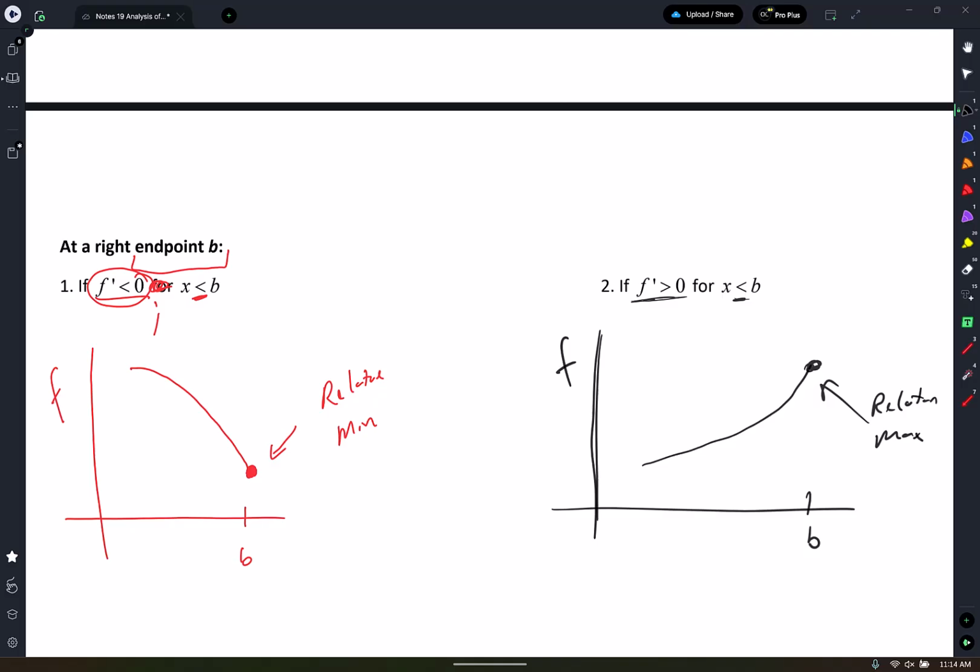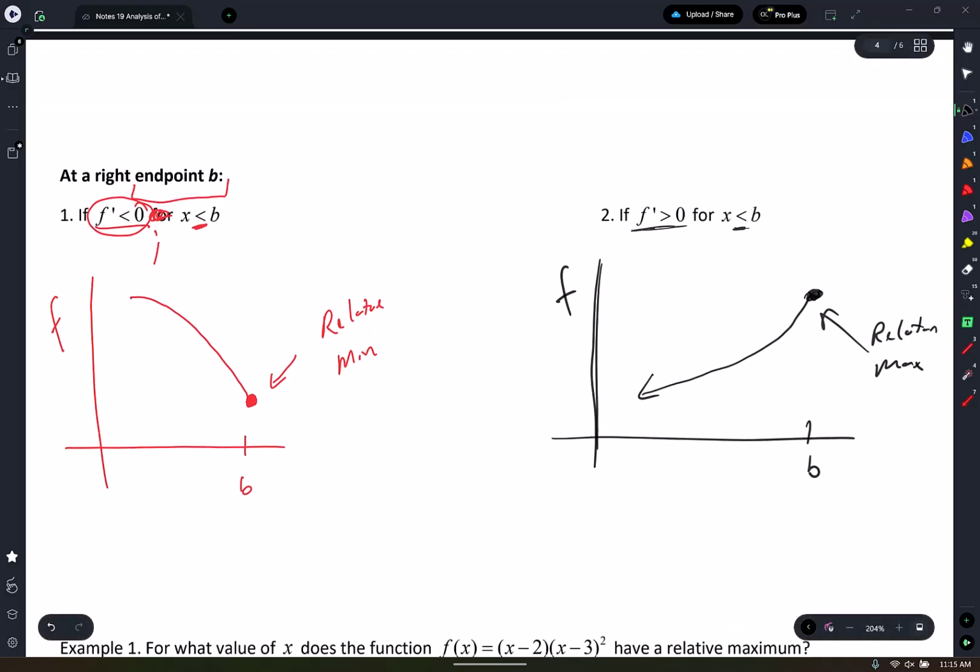To indicate that you keep going. Oh, I mean, I could. It doesn't tell me anything about A. It just says at a right endpoint. So at the right endpoint, I'm stopping. I'm not putting an arrowhead on B, right? We know that, because they're endpoints.